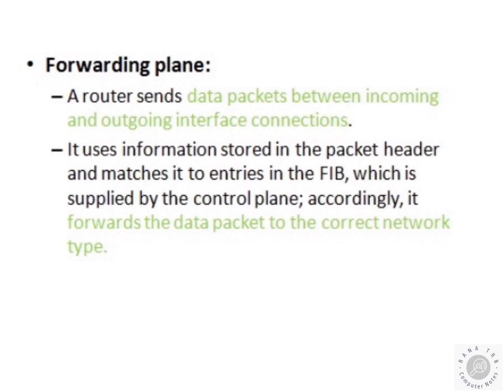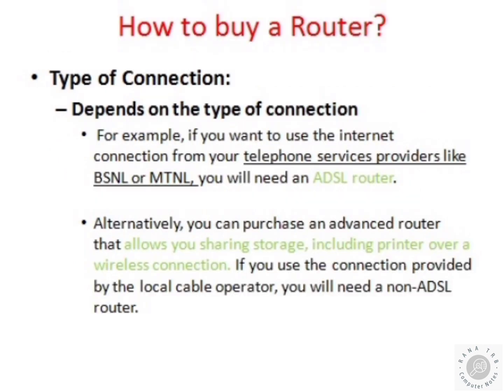Next one is the forwarding plane. It is used by the router to send the data packets between the incoming and the outgoing interface connection. It uses the information stored in the packet header and matches it to the entries in the FIB. FIB is nothing but the forwarding information base. It is also said to be a forwarding table or a MAC table, which is supplied by the control plane. That is, this FIB is used to forward the data packets to the correct network type. Got it? How to buy a router?